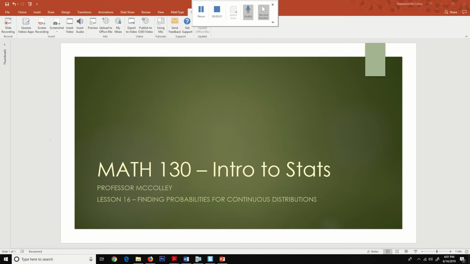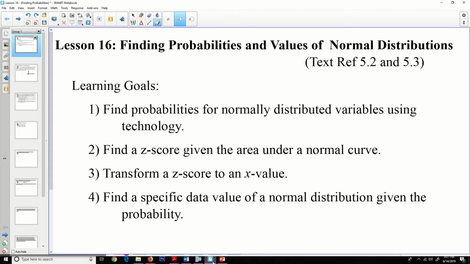Okay, good day. This is Math 130, Intro to Statistics. I am Professor McColley, and this is Lesson 16, Finding Probabilities for Continuous Distributions. Let's get to it. Today we're going to find probabilities for normally distributed variables using technology.